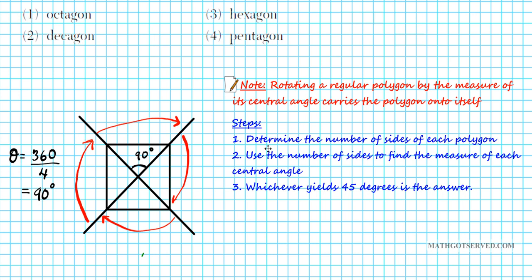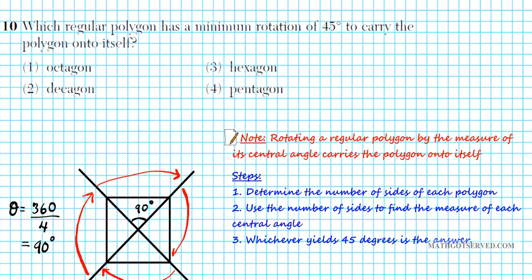So what this problem is asking, let's follow the steps. We're going to determine the number of sides of each polygon. Use the number of sides to find the measure of each central angle as we did for this example. Whichever central angle is 45 degrees, that is our answer. So in this problem, what we're looking for in essence is the measure of the central angle that is equal to 45 degrees. All right, so for octagon, we have 8 sides. Decagon, we have 10 sides. Hexagon, we have 6. Pentagon, we have 5.